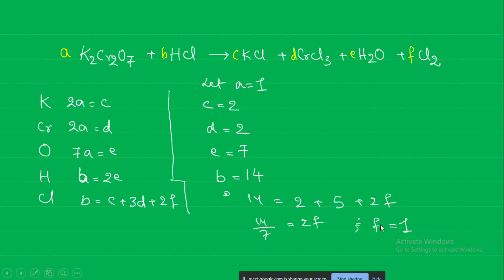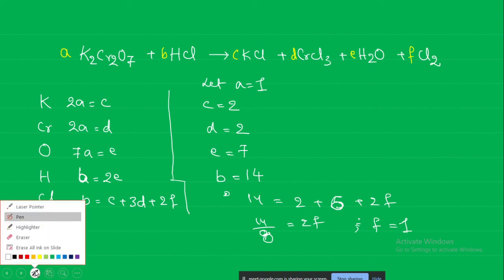Sir, in place of 3D, the value of D is 2, then 3 into 2 means 6. Yes, this should be 6. 6 plus 2, 8. Okay, here it will be 8. 4, 14 by 8. Okay, so you can solve in the same way.